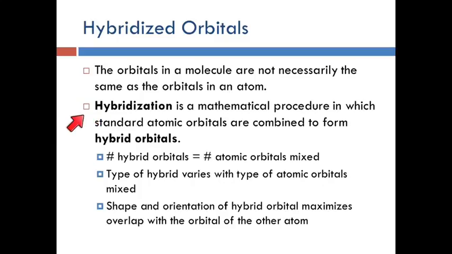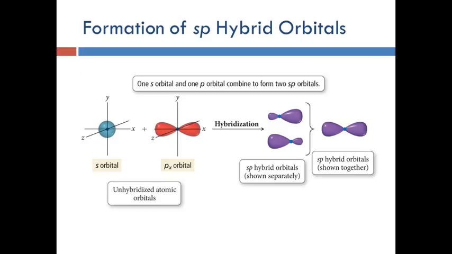Hybridization is just a mathematical procedure in which we take those standard atomic orbitals and combine them to form hybrid orbitals. We can think of this as adding them together or averaging them. We're combining them. A couple things to remember: the number of hybrid orbitals is always equal to the number of atomic orbitals that were put together. The type of hybrid will vary with the type of atomic orbitals that you mix, and the shape and orientation.